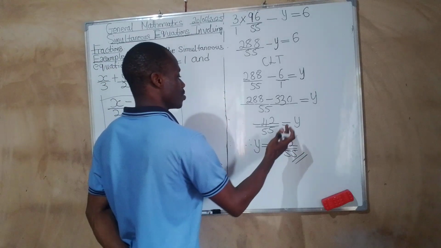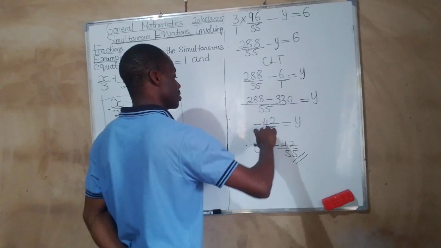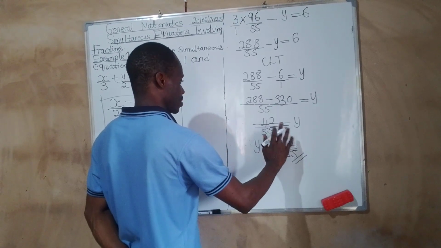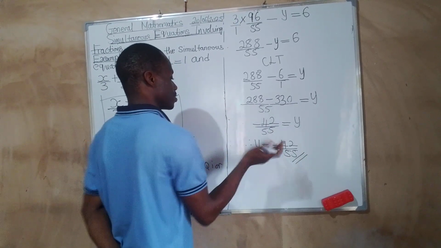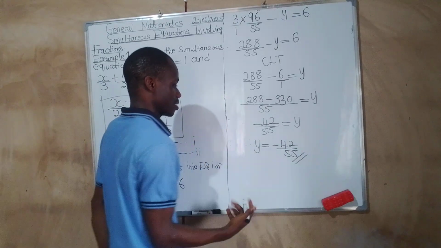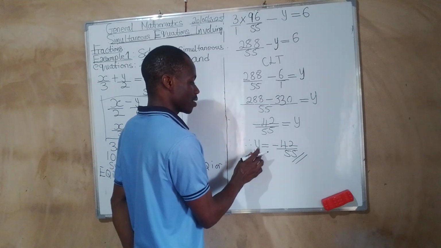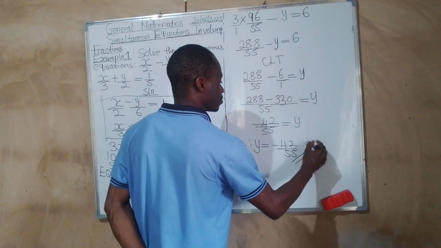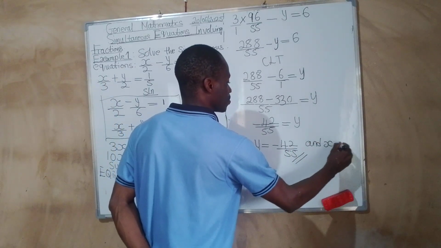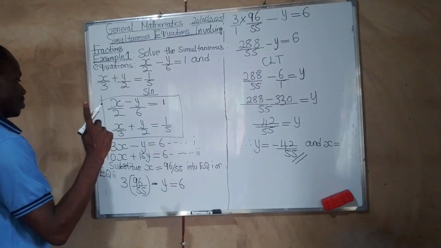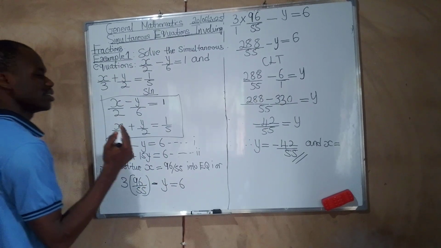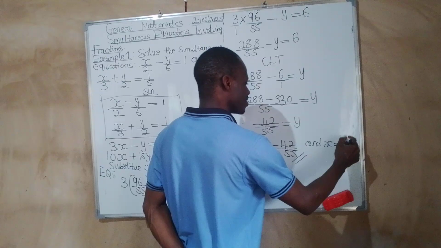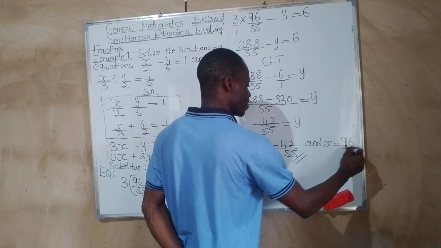Please do not think that we brought this y here and changed it. No, this time around it's not. It's just like me standing this way, I stand this way. So the correct answer here: y is minus 42 over 55, and x is equal to 96 over 55. Good.